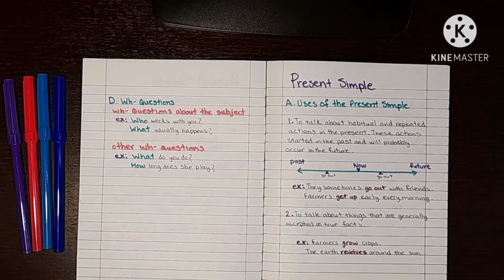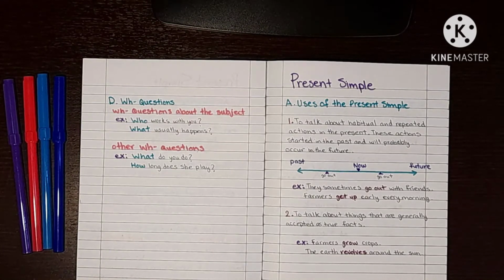Okay, so here we're in the last form, which is WH questions. We all know what WH questions are. They're what, who, where, how, and when. So there are 5 WH questions. So we have 2 types of WH questions using the present simple. One talking about the subject, and other ones that are different.